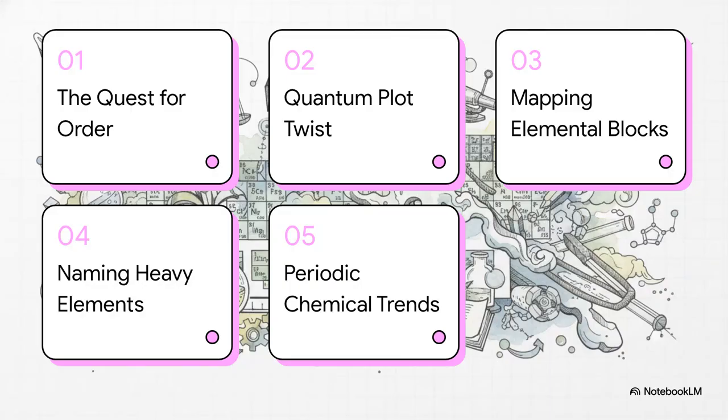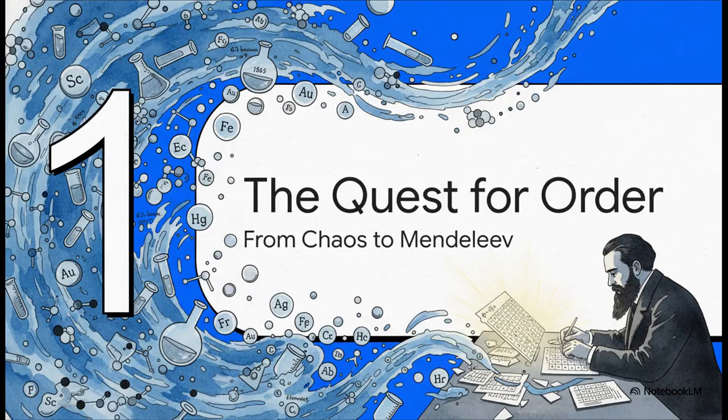Here's our exact roadmap for today's explainer. First, the quest for order. Then, the quantum plot twist. Next, mapping the elemental blocks. After that, naming the heaviest elements. And finally, decoding periodic chemical trends. Starting with Section 1, the quest for order.